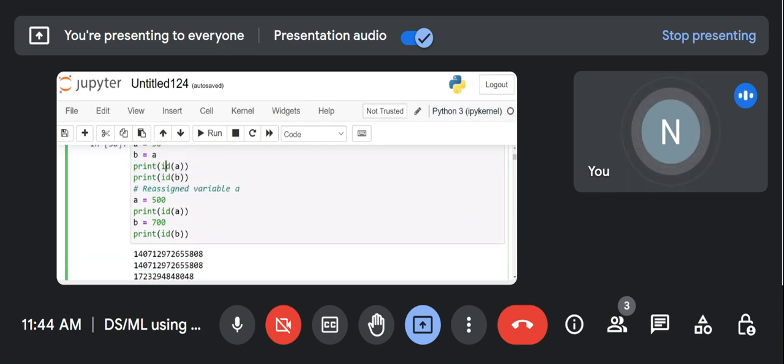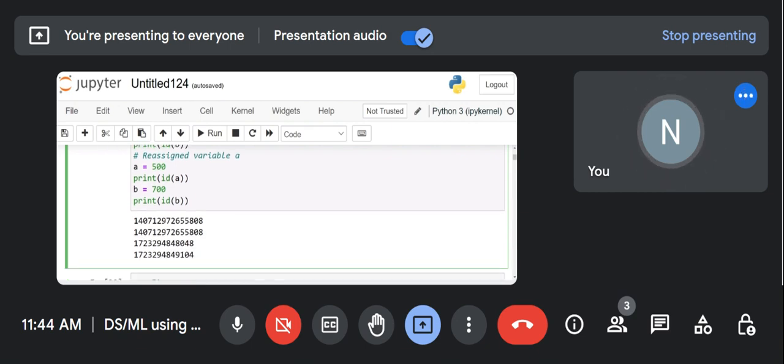If I'm printing the id of a and the id of b, they both are the same, the point is clear. However, if I reassign the value of a to 500, print the id of a, and set b equal to 700, let's see. Again, the id of both are the same. Now what happened here? Did b overwrite the value of a, or if I print a it will be 500 only, and if I print b it will be 700 only? What happened here?